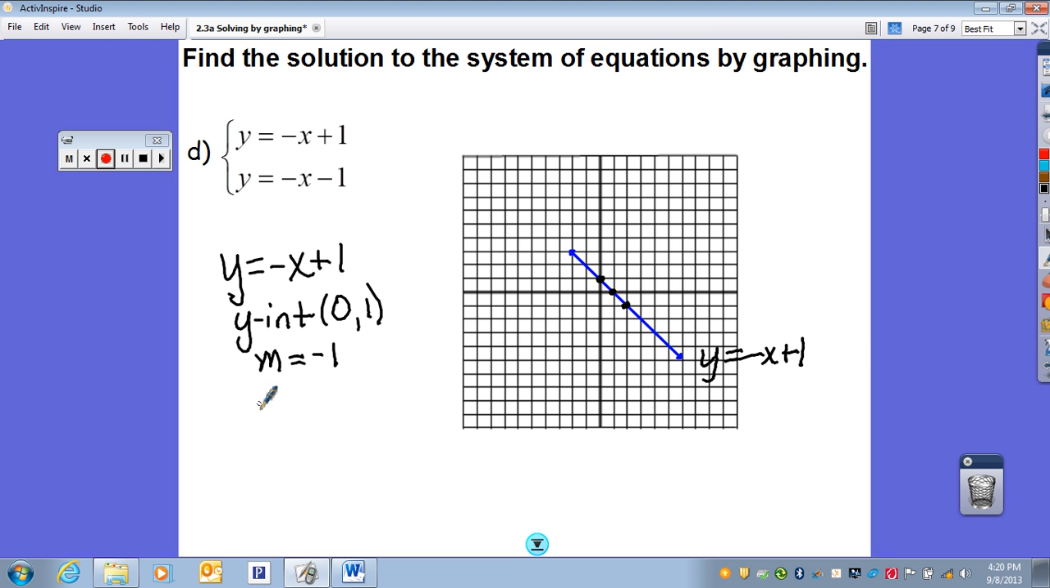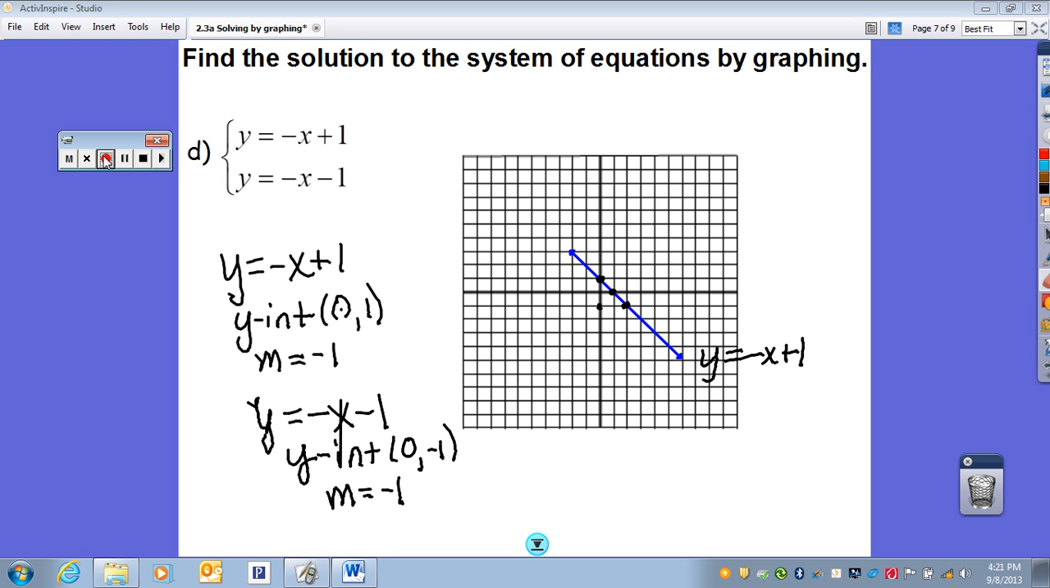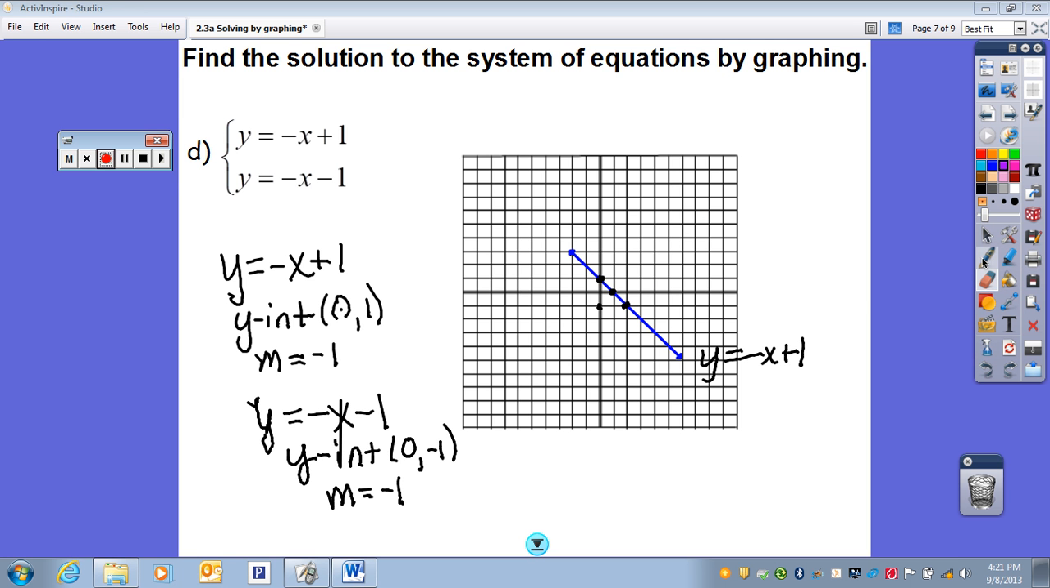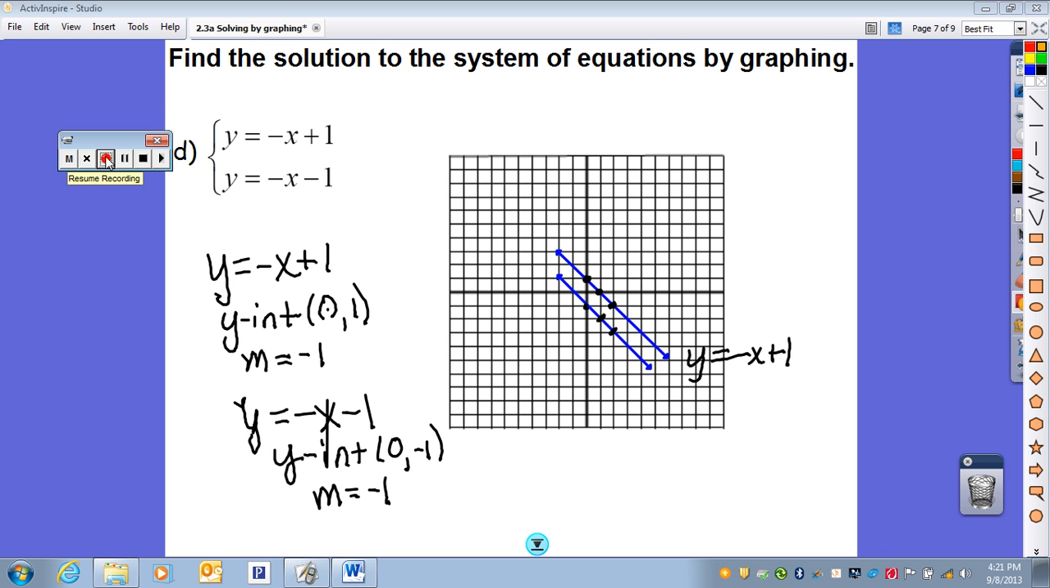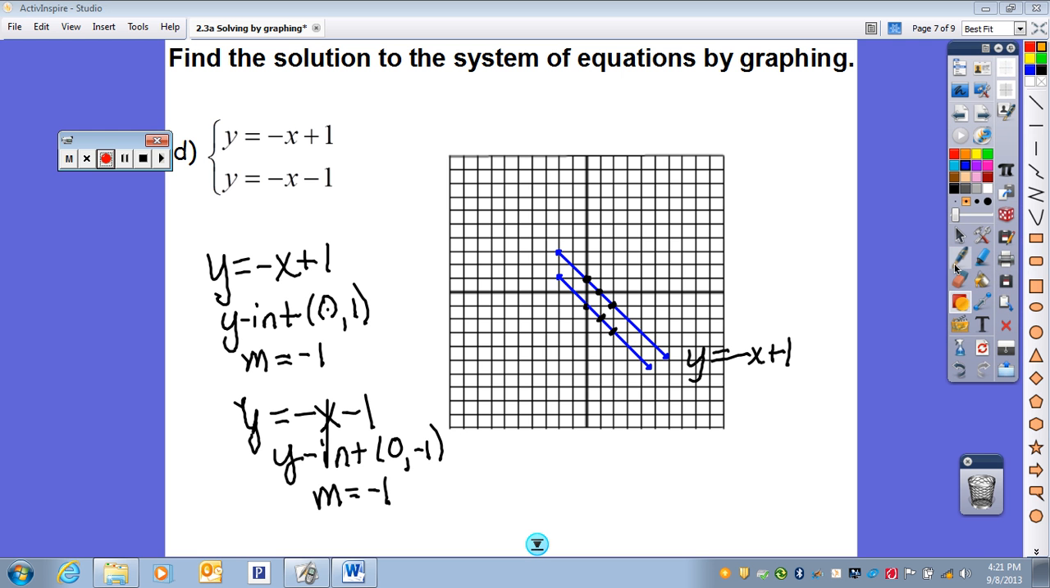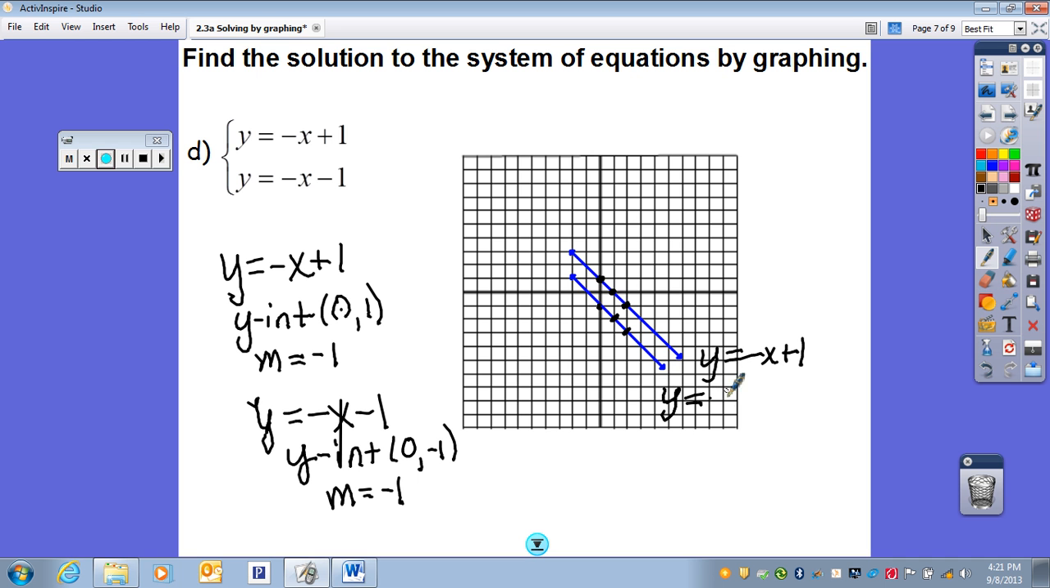Our second line is y equals negative x minus 1. Our y-intercept is at the point (0, negative 1), and our slope is negative 1. We'll put our y-intercept at negative 1, and then for our next point we'll use our slope, which is negative 1, so down 1 and over 1, and we'll draw our line. After we finish drawing our line, we need to be sure to label it as y equals negative x minus 1. And what we should notice is that the lines are parallel.